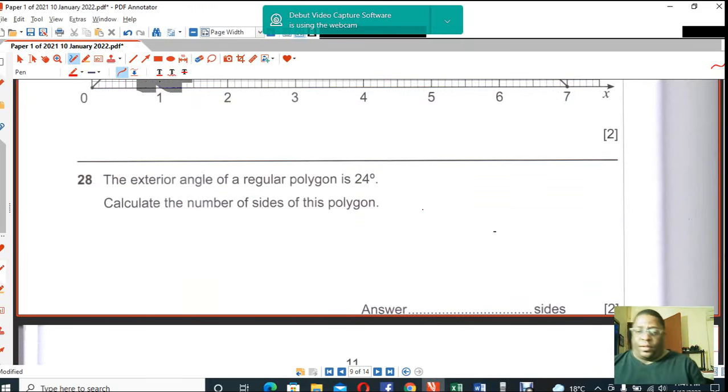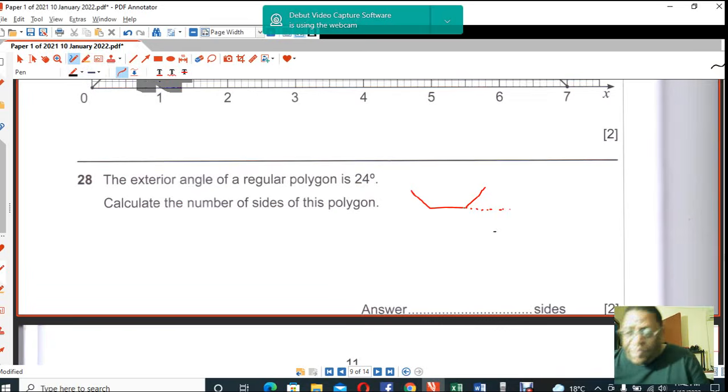Right, question 28 though. It says that an exterior angle of a regular polygon. So we don't know the name of the polygon, we don't know how many sides this polygon has. But essentially, let's say you have a polygon like so. I'm not just going to draw part of it. It talks about this angle on the outside. So this angle on the outside here is 24.